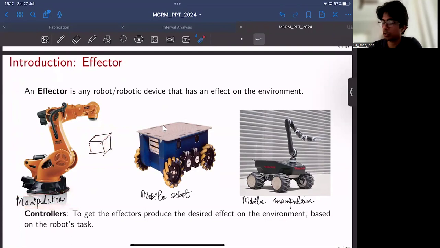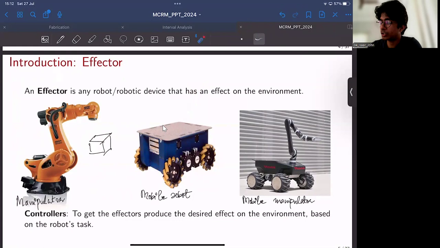And what about the second class? What about mobile robots? The mobile robot basically locomotes by driving its own wheels. And depending on the direction of rotation of the wheels, it can move forward, it can move backward, or it can rotate about its own vertical axis. It can move sideways, laterally. It can also move diagonally. All sorts of motions are possible.